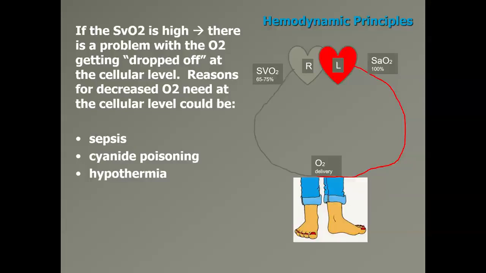Other reasons why oxygen extraction or oxygen delivery at the tissue level would be far lower are causes such as cyanide poisoning and sepsis.